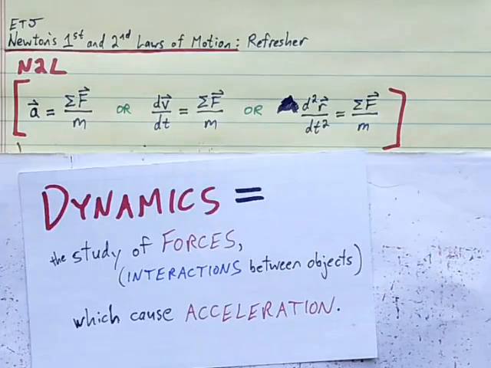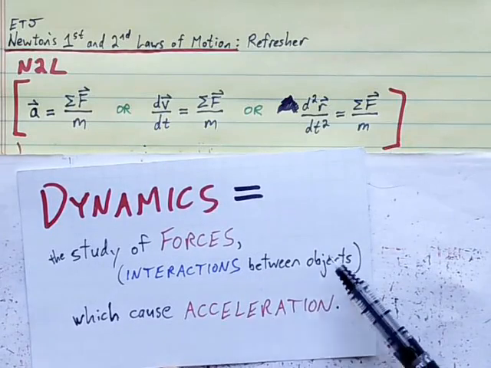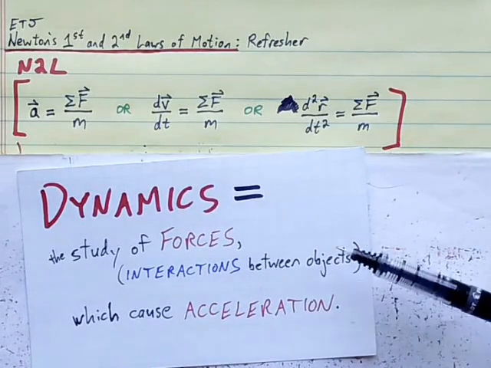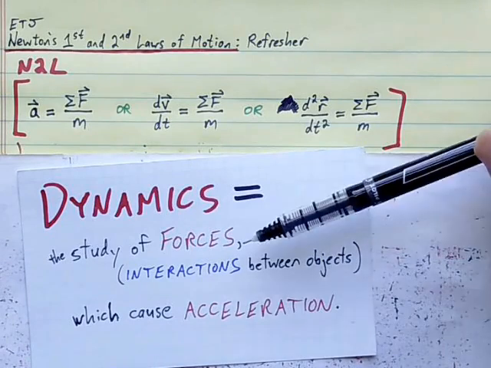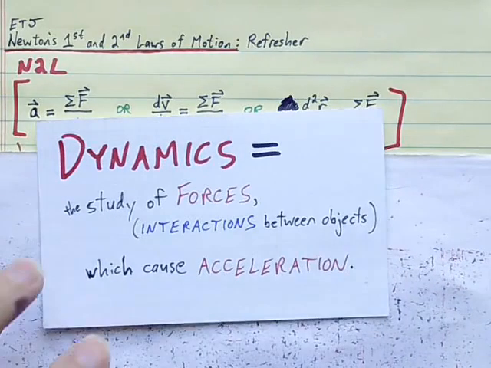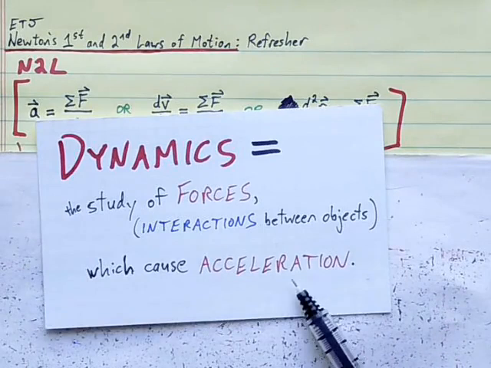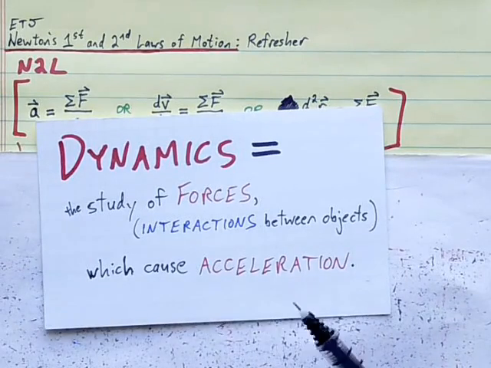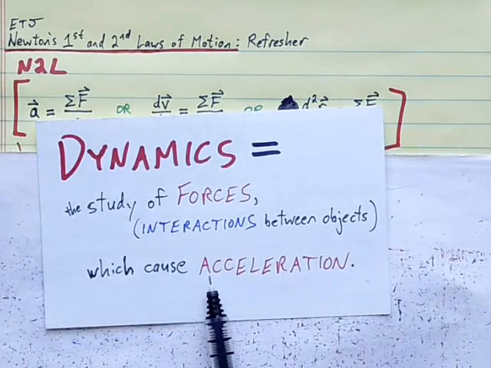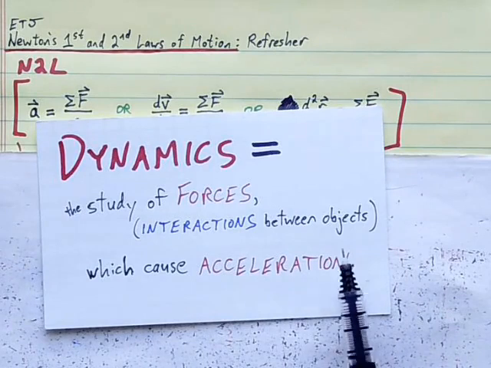Dynamics is the study of the interactions between objects, and in classical Newtonian mechanics we call interactions forces. And we observe that objects only accelerate when they interact with one another. So an object's velocity only changes when it interacts with some other object.